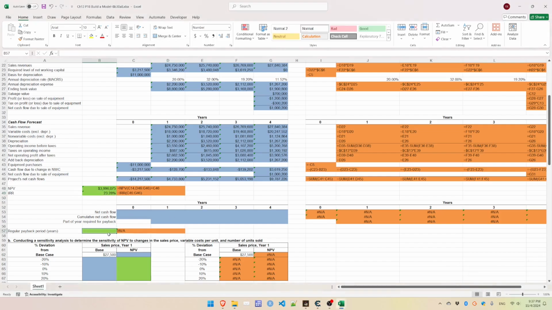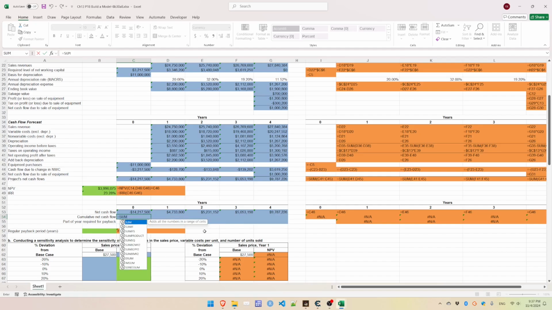All right, and then it's going to be the regular payback period, in years. So we just need to first calculate the cumulative cash flow. The net cash flow is going to be the same as the previous net cash flow. The cumulative cash flow, there are many ways you can do it. The way I like doing it, because I don't really want to have different formulae across these cells, is to use a sum function.